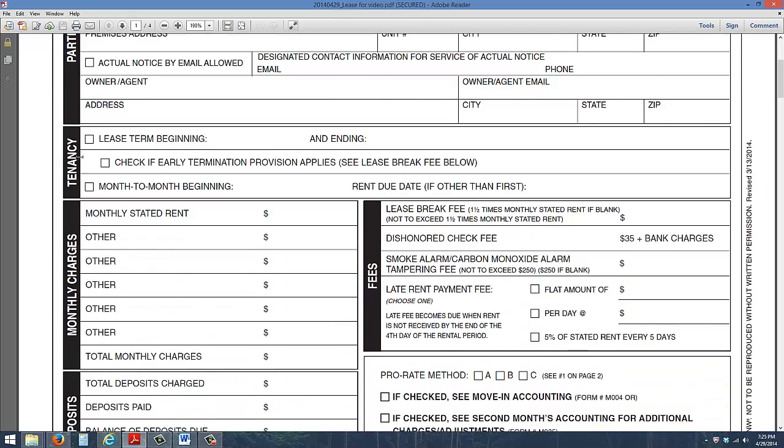This section of the rental agreement deals with your lease term, so if you have a beginning date and end date, that will be listed here. Or if you're on a month-to-month rental agreement, this box will be checked with your start date here.